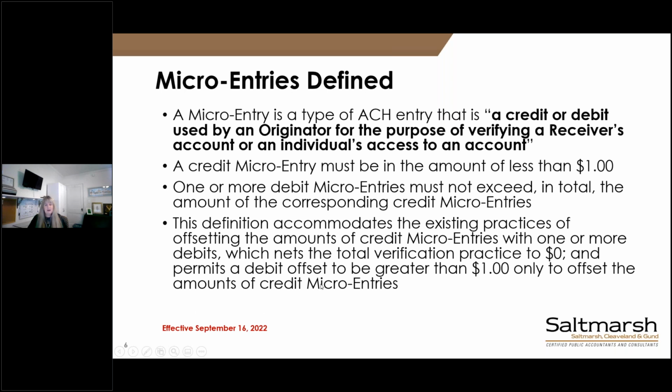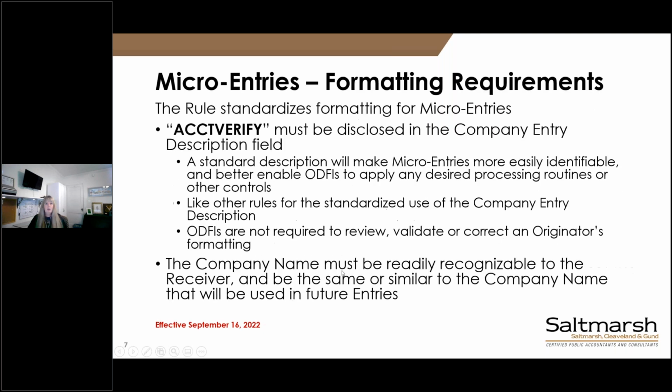This part of the rule becomes effective on September 16th, and you'll see in the lower left-hand corner of each of the slides where it applies to one of the rule's effective dates. I have disclosed it right there on the bottom left-hand side, so you can easily see that. Also effective September 16th of 2022, there is going to be standard formatting that has to be used for micro entries: ACCTVERIFY in all caps, every single letter. That's abbreviated for account verify. It must be disclosed in the company entry description field.